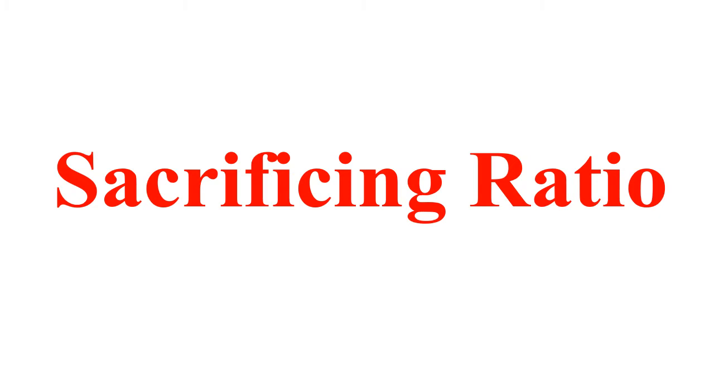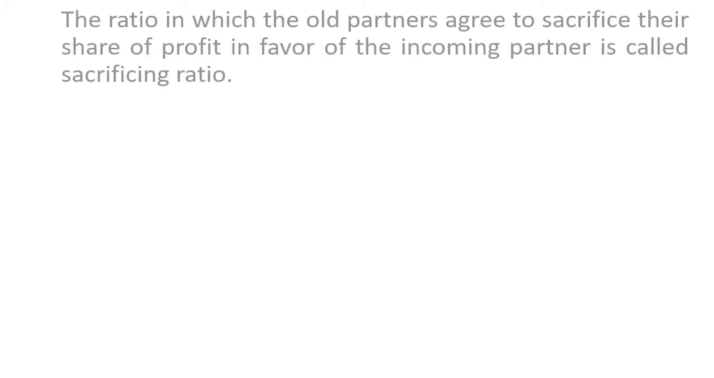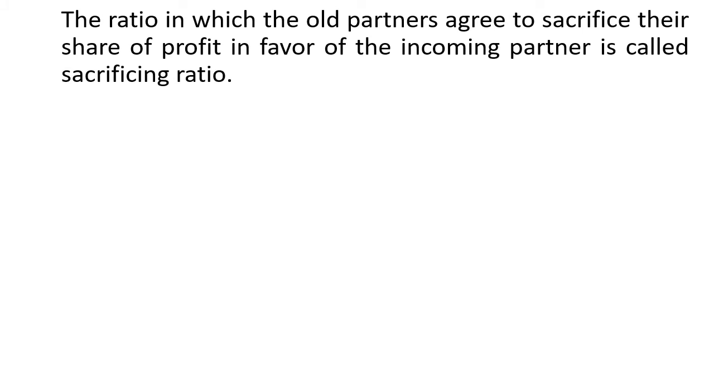So what is sacrificing ratio? The ratio in which the old partners agree to sacrifice their share of profit in favor of the incoming partner is called sacrificing ratio. In the sense, whenever a new partner joins the firm, the new partner will be given a certain amount of profit share. How will that share be given? The share will be given from the sacrifice made by the old partners. So the proportion in which the old partners are sacrificing and giving the share to the new partner is called sacrificing ratio.